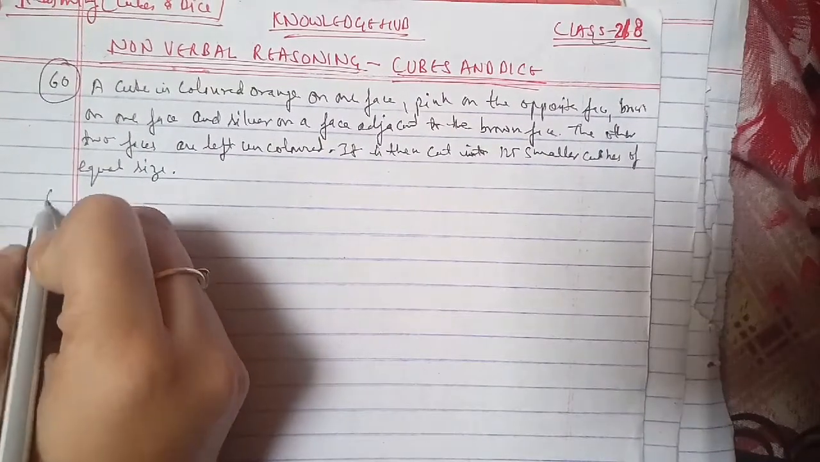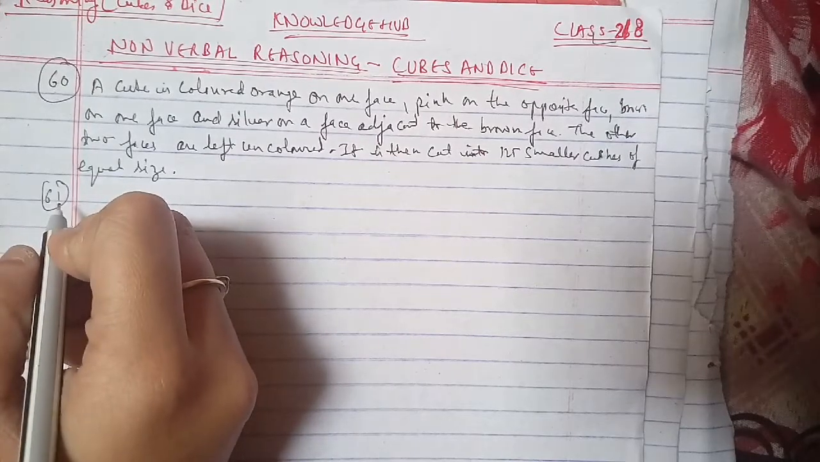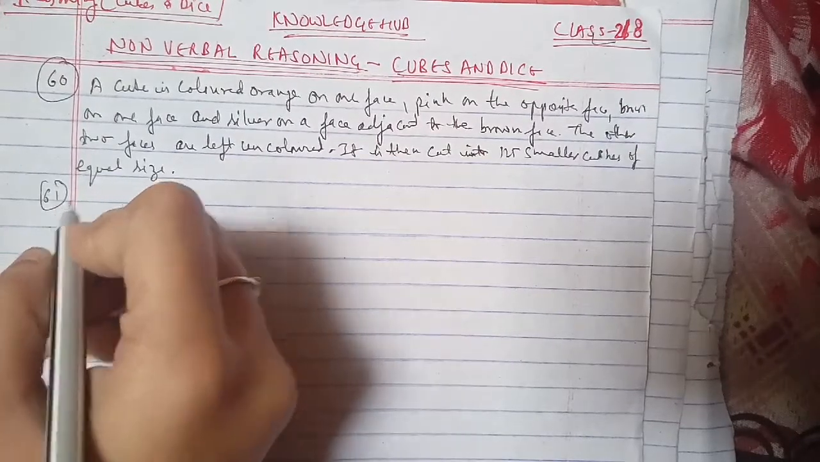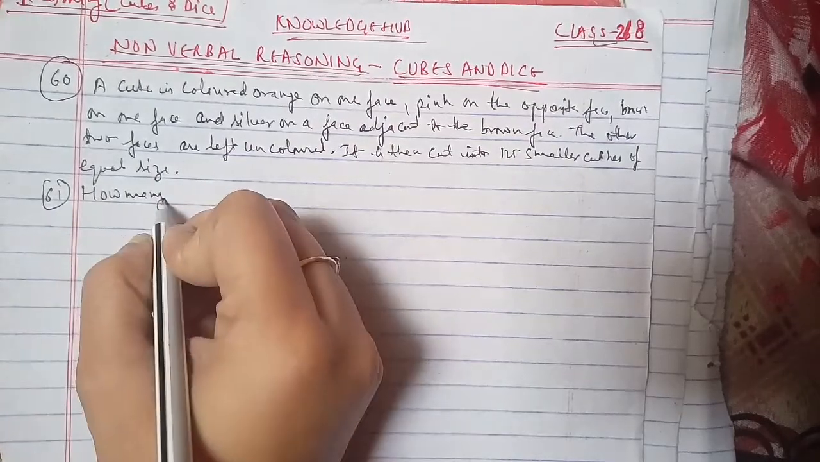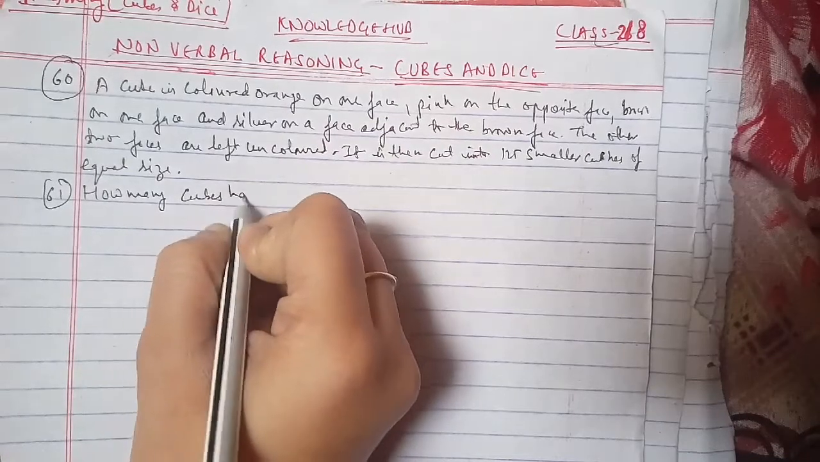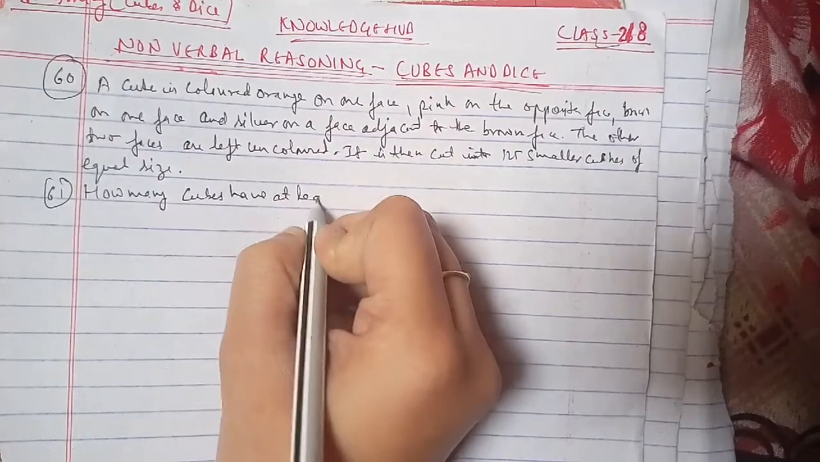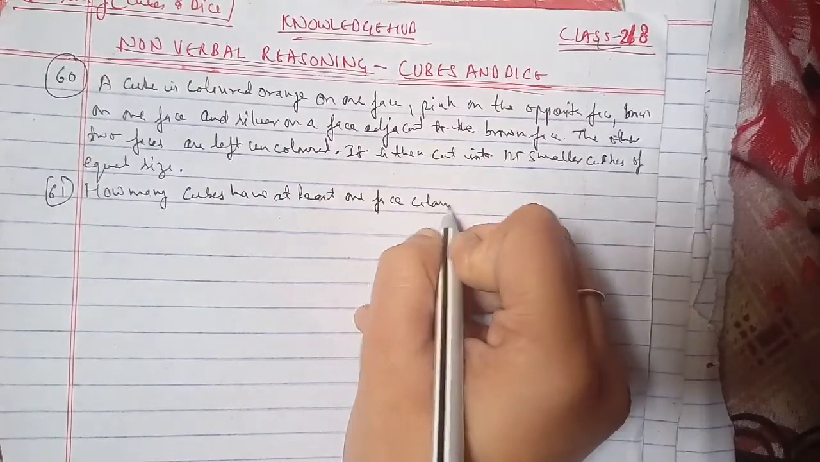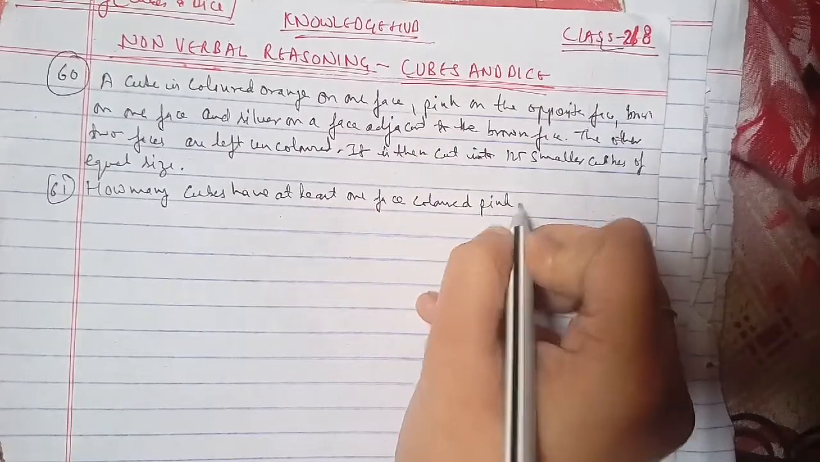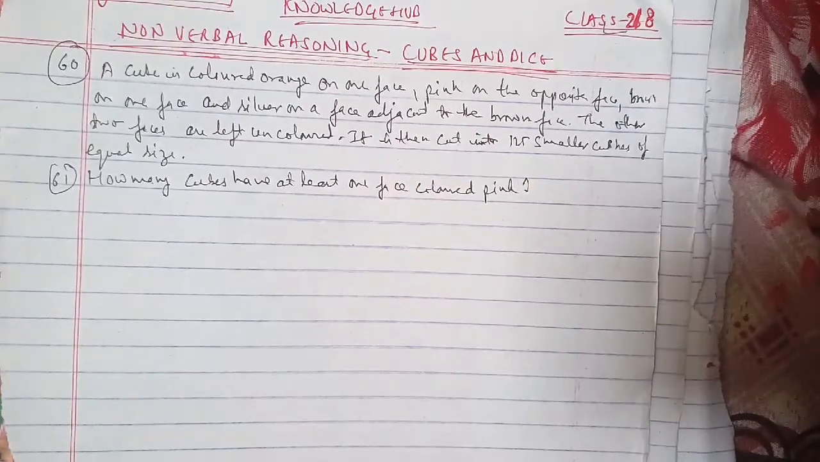The next question is the 61st question. How many cubes have at least one face colored pink? The options are 1, 9, 16, 25. We'll go ahead with the solution, and this is important too.